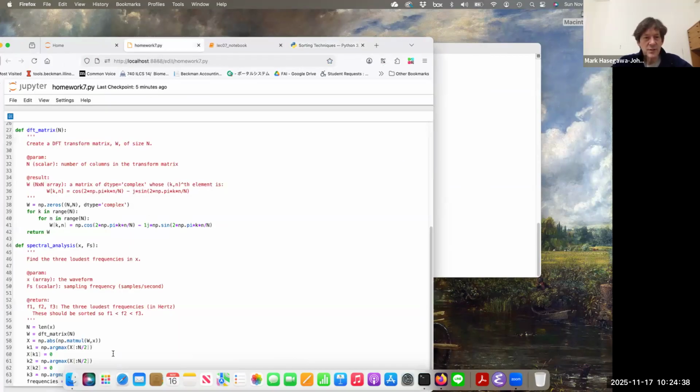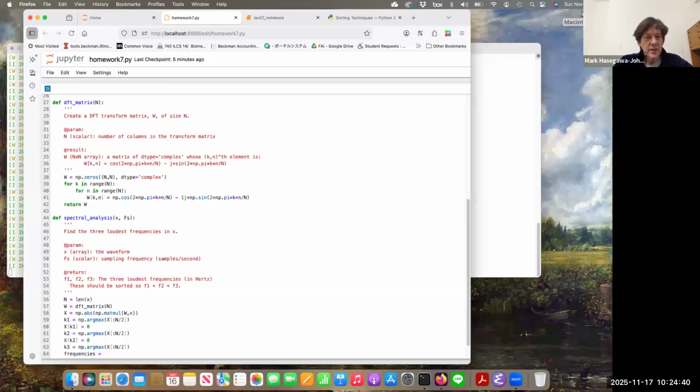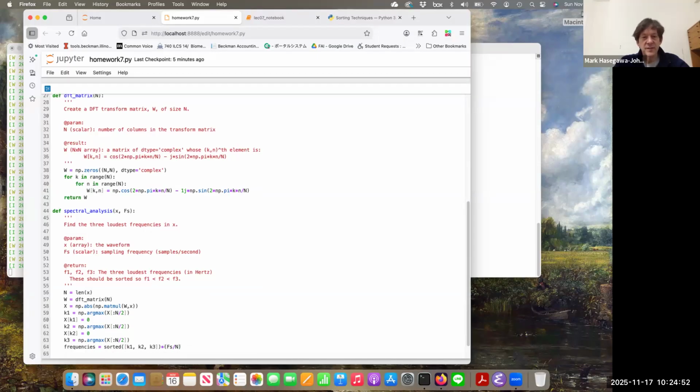Frequencies is equal to sorted K1, K2, K3. And once we've sorted them, then I want to convert them into Hertz by multiplying by Fs over N. And then what I want to return is the first frequency, the second frequency, and the third frequency. I think it'll work. Let's find out.